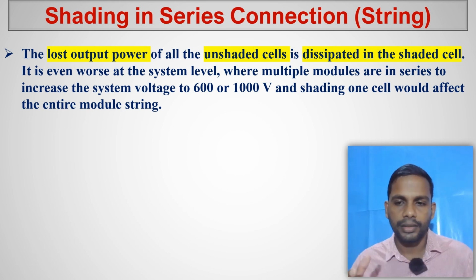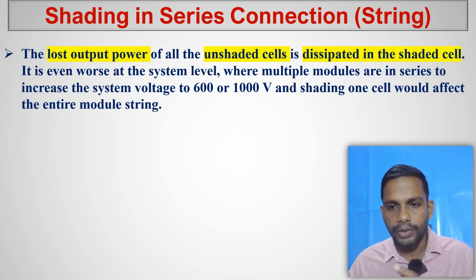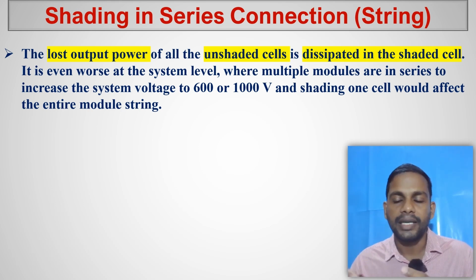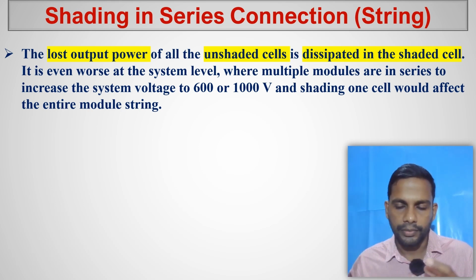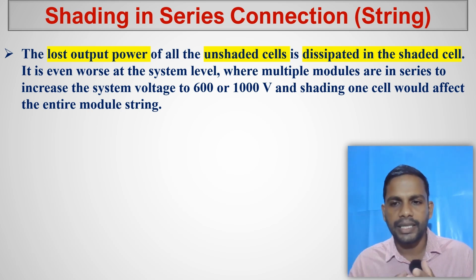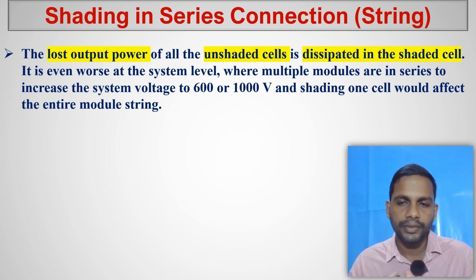Shading is primarily going to reduce your total energy production, which means it's going to reduce the income you get by selling to the grid, because you are installing the solar panels for business purposes. You are going to generate electricity and sell it to the grid. In Sri Lanka, you sell it to the Ceylon Electricity Board, and they will pay you. Now the problem is, because of the shading, your energy production is going to reduce, and you are going to lose money.